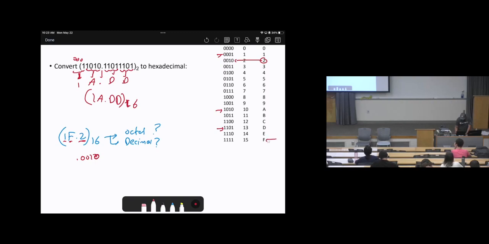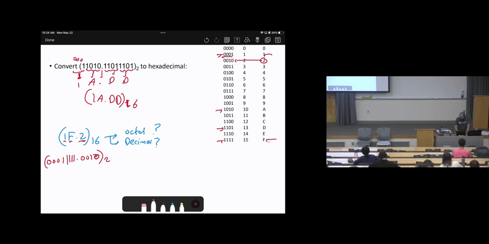Then here is F. F is equivalent to 4 ones, 1, 1, 1, 1. How about 1 here? Equivalent to 0, 0, 0, 1. Then this is in binary. Okay? Do you agree with me?